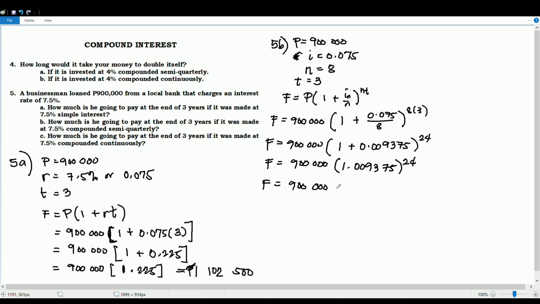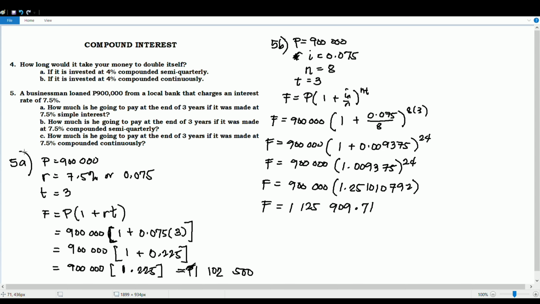And then let's evaluate the power of 24 from this 1.009375. So we have 900,000 pesos to be multiplied by 1.251010792. And multiplying these two numbers will give us 1,125,909.71 pesos. So the value that the businessman should pay at the end of 3 years in compound interest, compounded semi-quarterly, is 1,125,909.71.